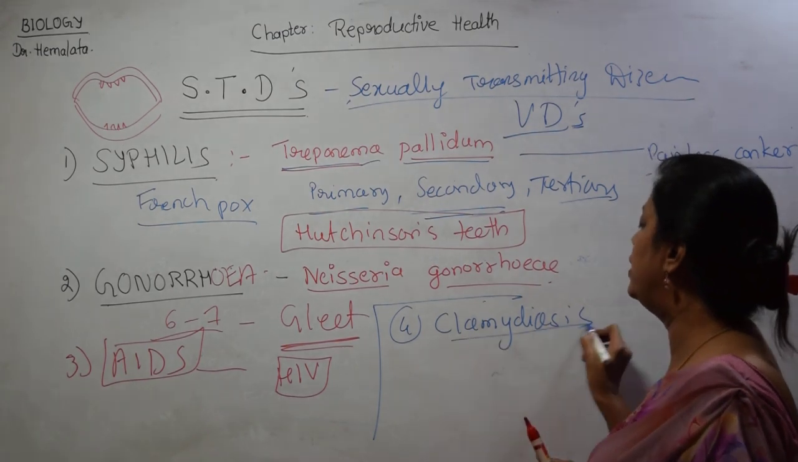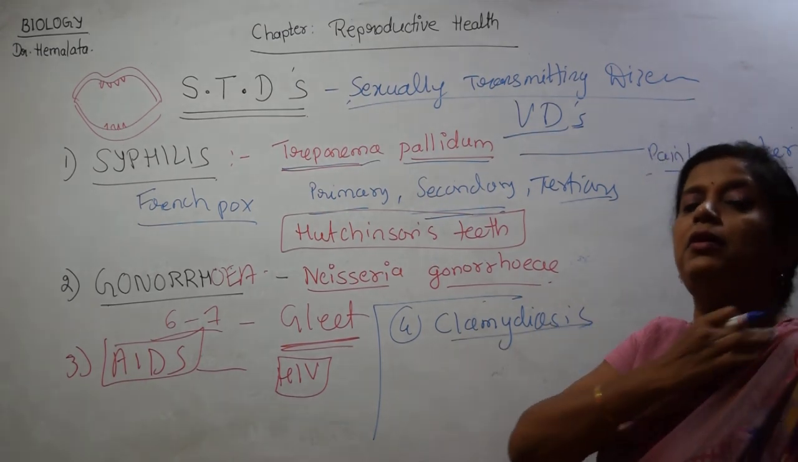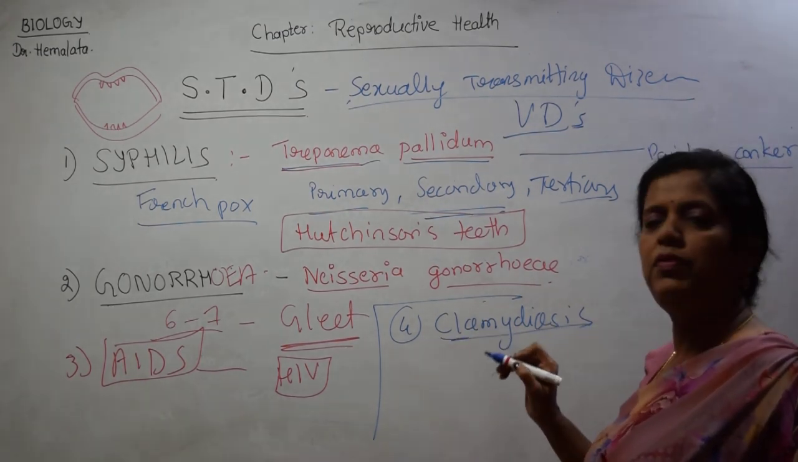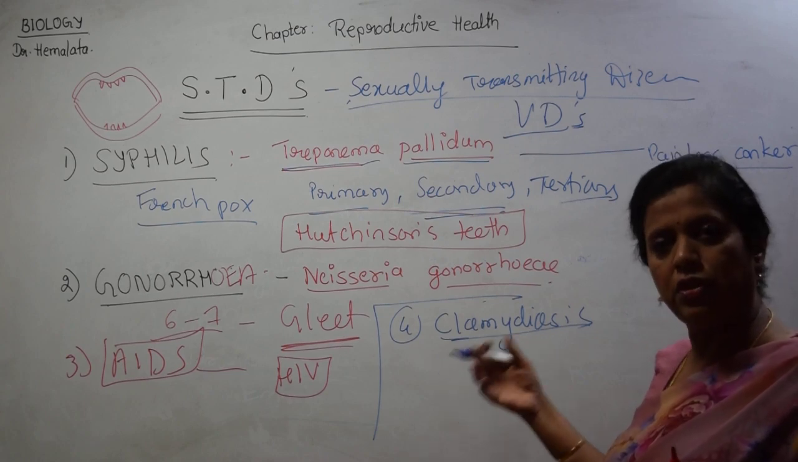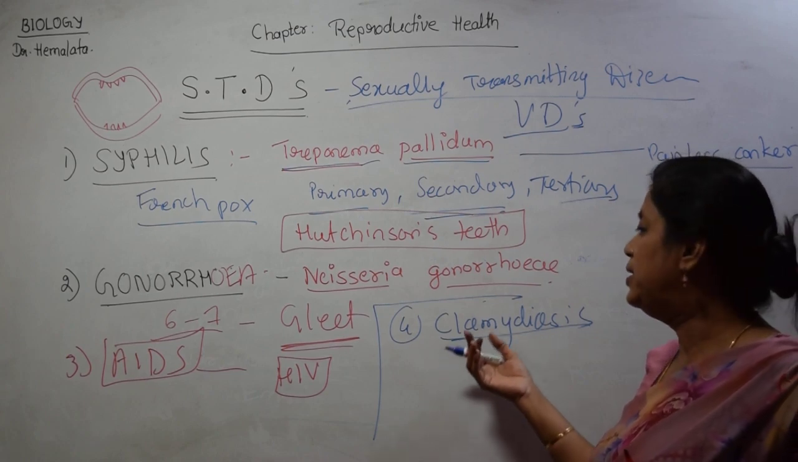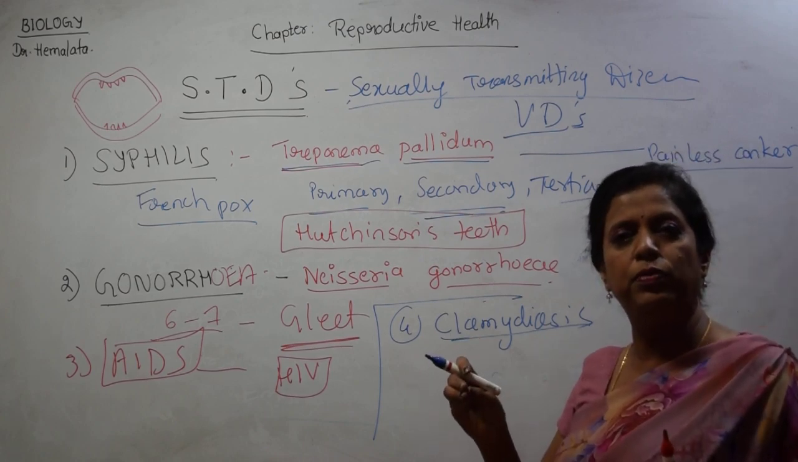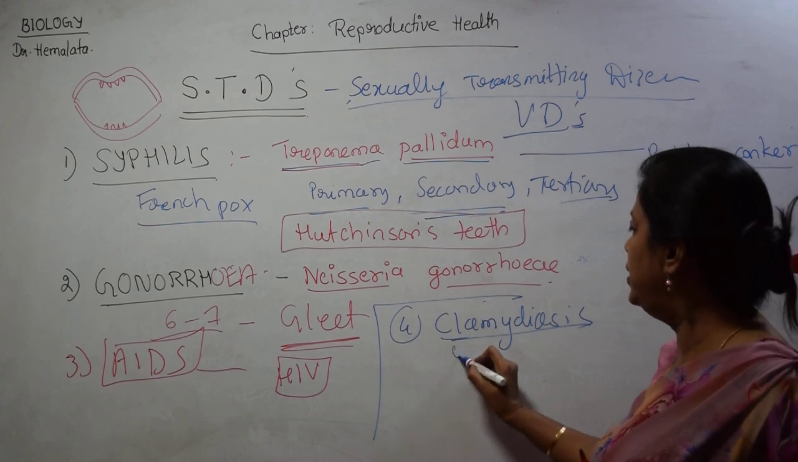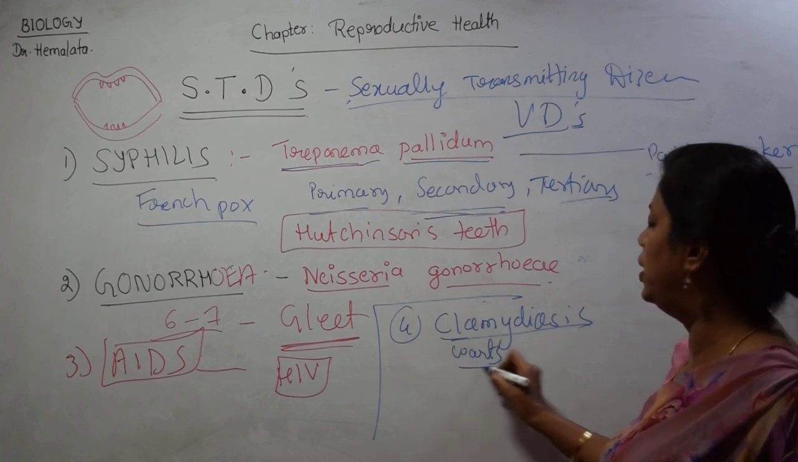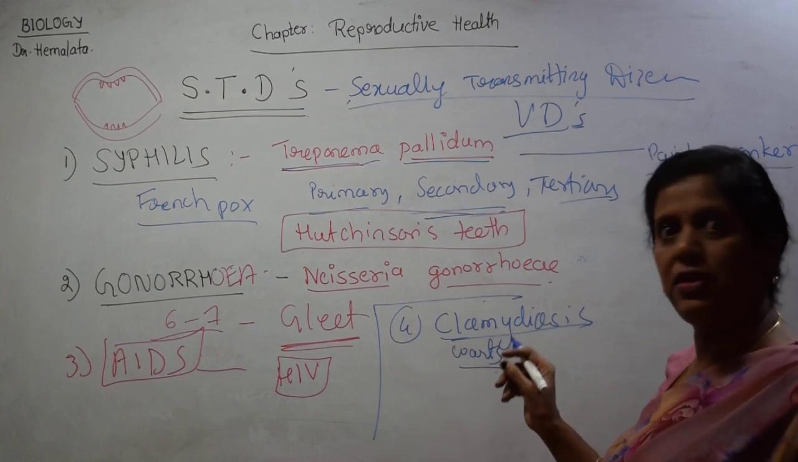Chlamydiasis is caused by bacteria. Again, it is also a sexually transmitted disease, and it causes pain all over the body. Small lesions are formed, and they develop into something like warts on the body. They are painless warts.